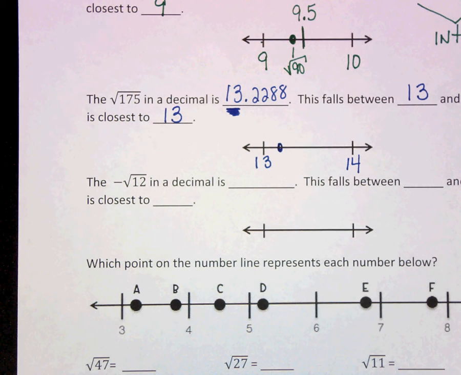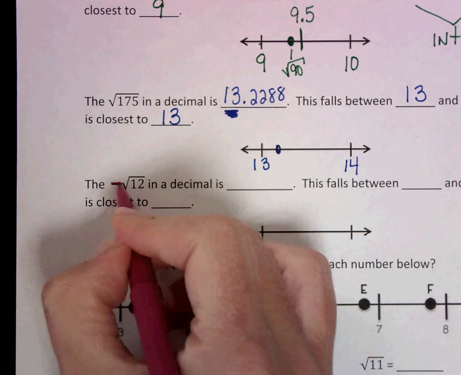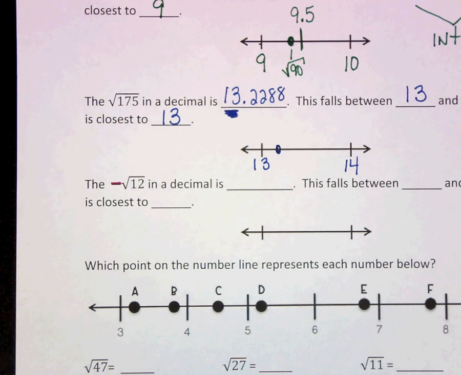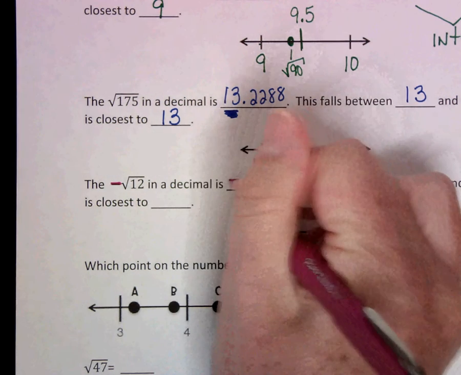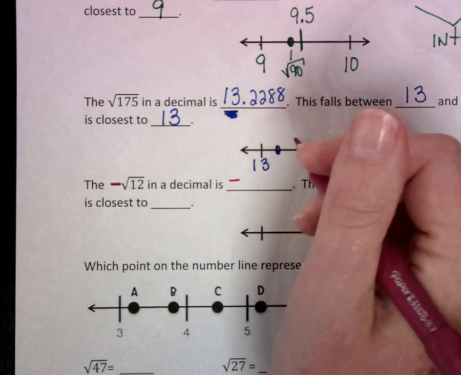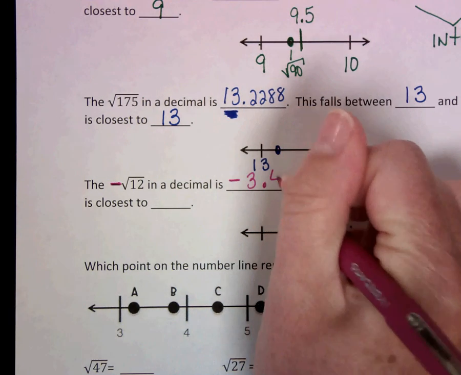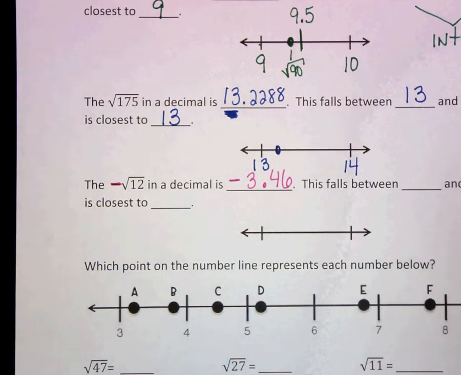Okay, the next one's a little bit trickier because we have a negative sign, okay? So type in the square root of 12. You can put negative in there too if you want. We just know that the decimal is going to be negative. If you type in the square root of 12, you get 3.46, roughly. That's rounded a little bit, maybe. So negative 3.46.